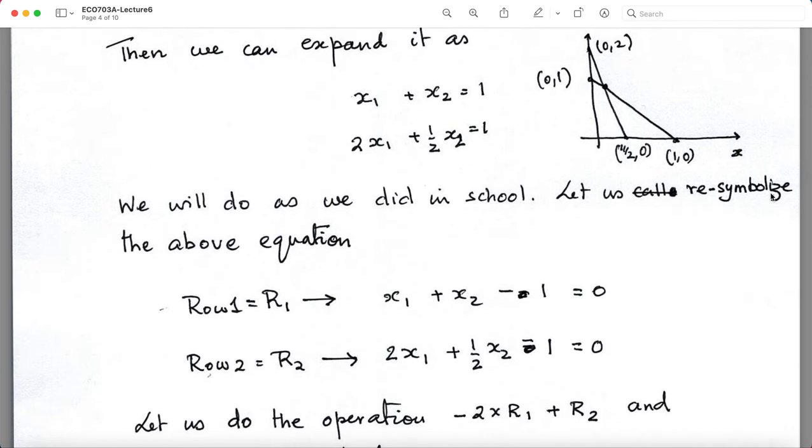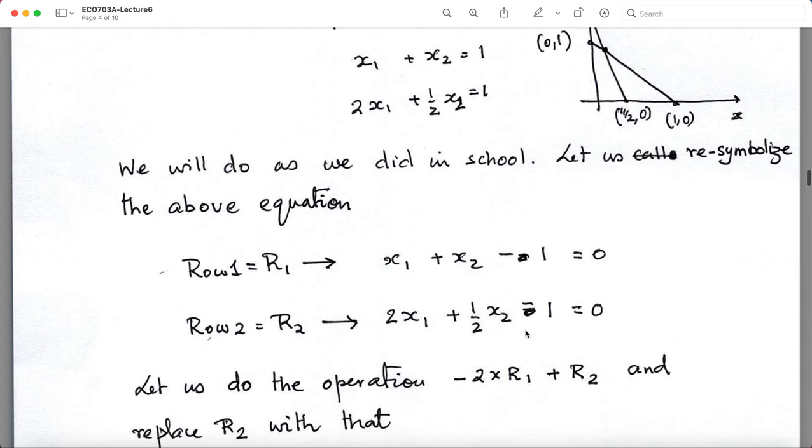So let us write down row 1, the equation of this particular row, as x1 plus x2 minus 1 equal to 0, and row 2 as 2x1 plus half x2 minus 1 equal to 0. Let us carry out the row operation minus 2 of R1 plus R2, and replace R2 with this new row, which is minus 2 R1 plus R2.